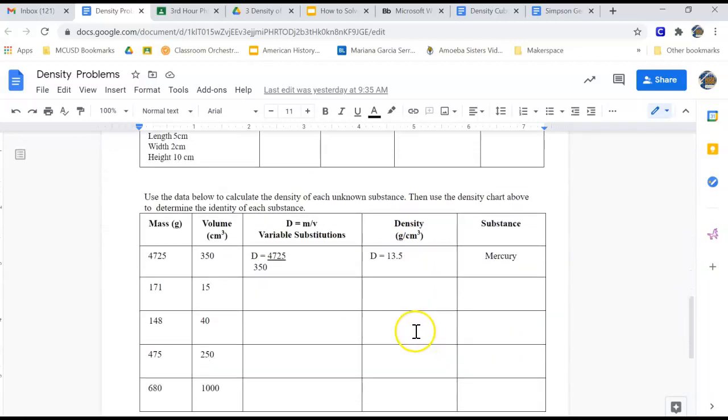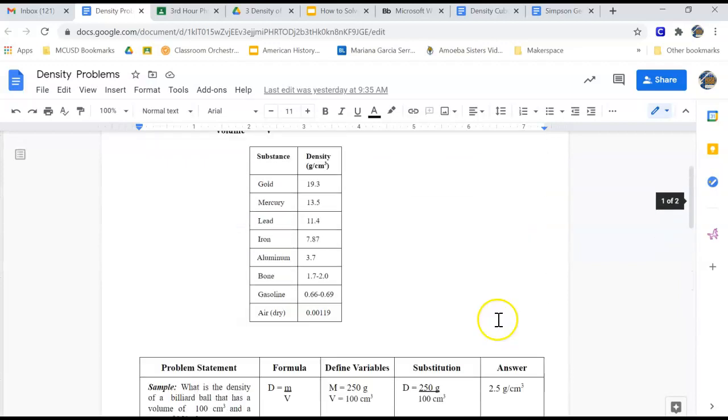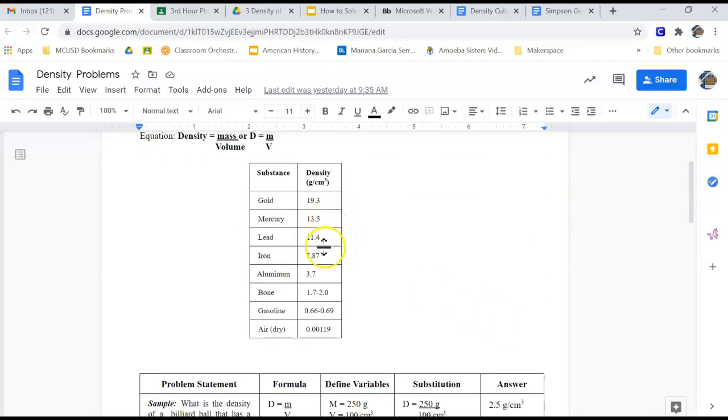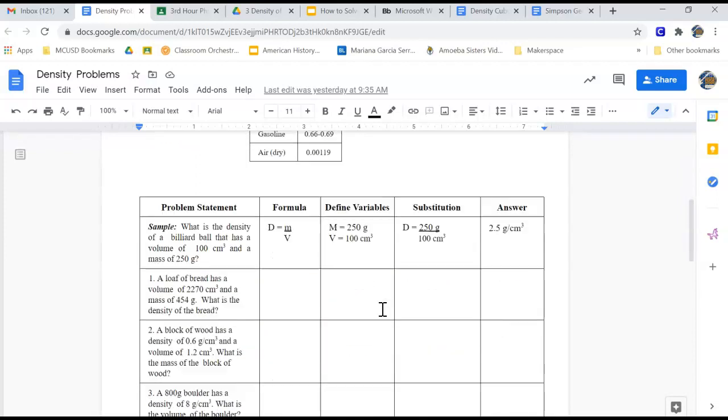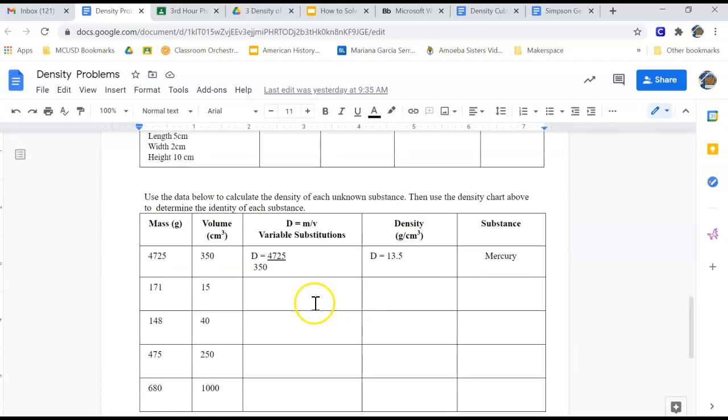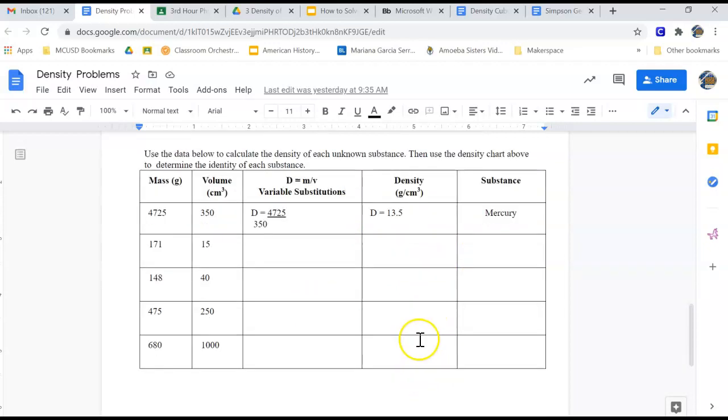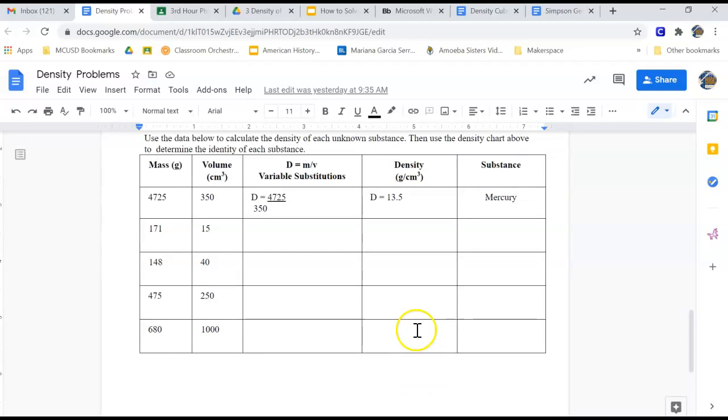And then down here, you're given mass and volume. You're going to calculate density. And if you go back to the very top, it gives you the density of different substances. You will need to then identify the substance based on the density. Again, down here, you need to make sure that you are putting your units, so that these aren't just numbers, but they are actual measurements. Any questions? Okay.